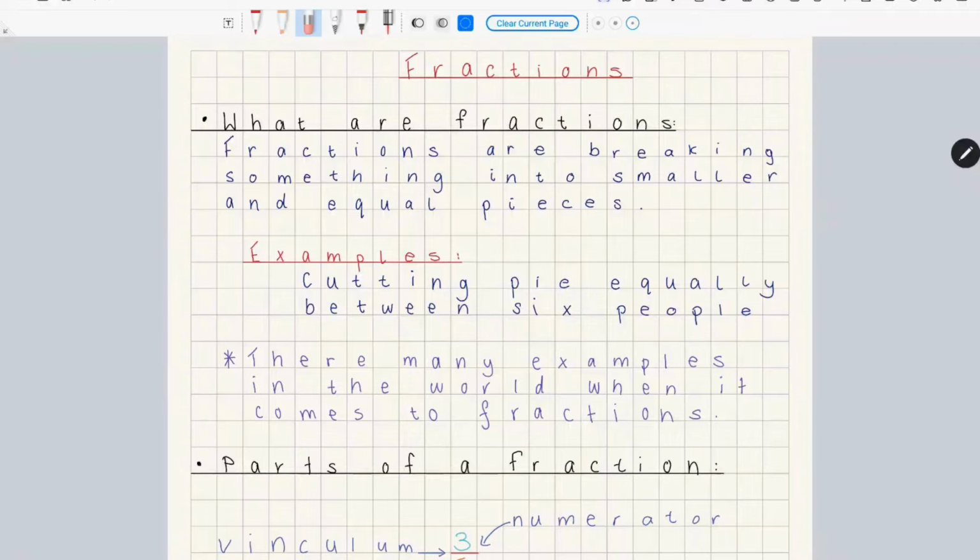Hi everyone, today we're going to explore an important concept in maths. Fractions. So what are fractions? Fractions are breaking something into smaller and equal pieces. And they tend to represent a whole when put together. And fractions can be found everywhere, from pizza slices to measuring ingredients in cooking.